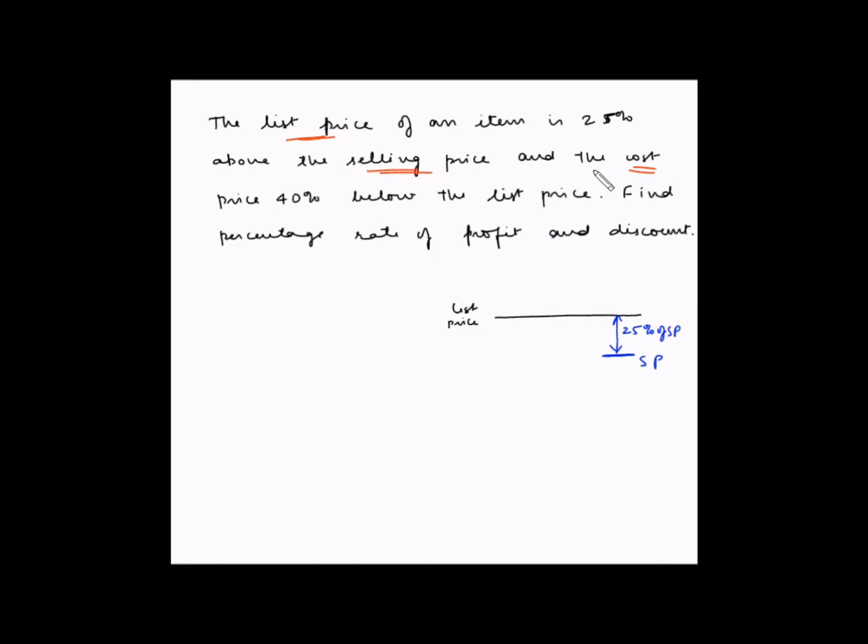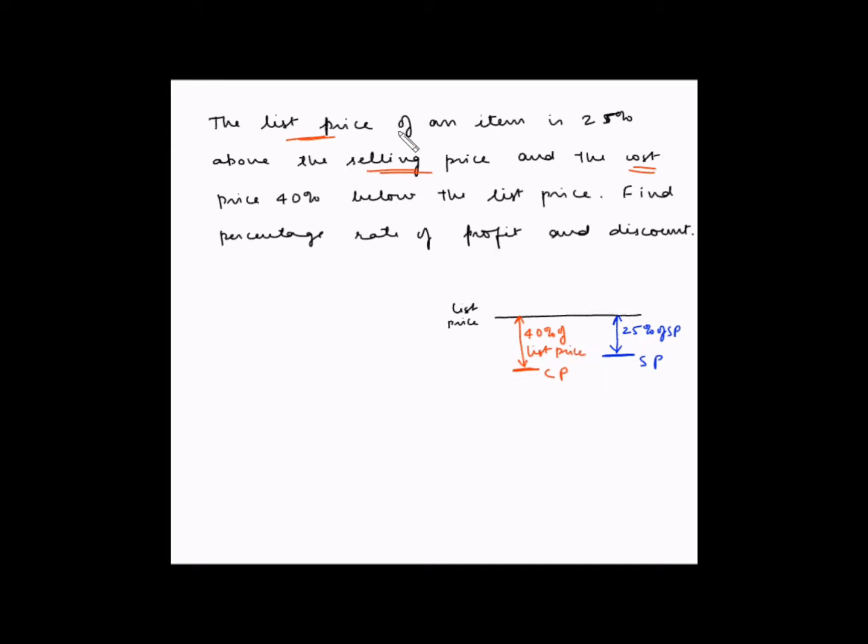Now next we have been given is the cost price is 40% below the list price. So again the cost price is below the list price and it is lower by 40%. So let's say it is somewhere here. So this is our cost price. Now this relationship here has been given in terms of the list price. So the cost price is 40% below the list price, which means that this gap here is 40% of the list price.